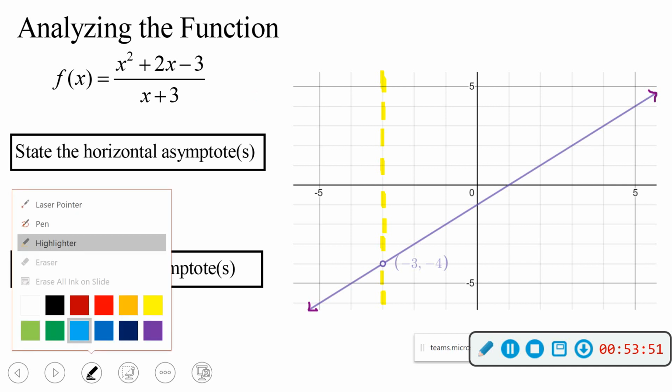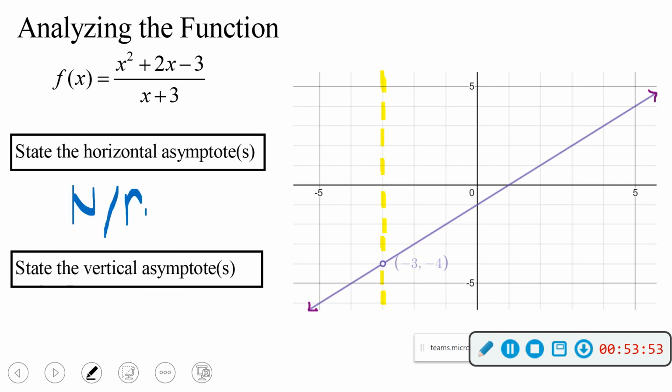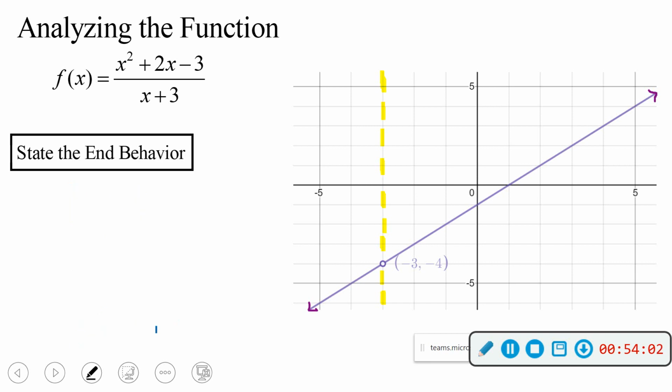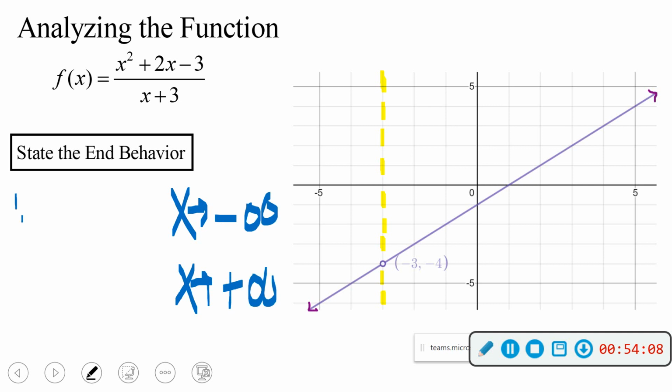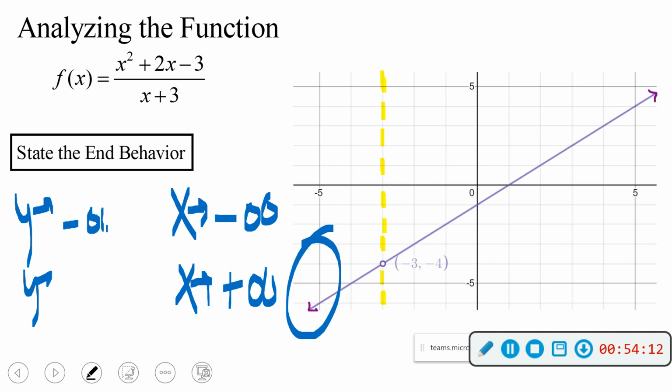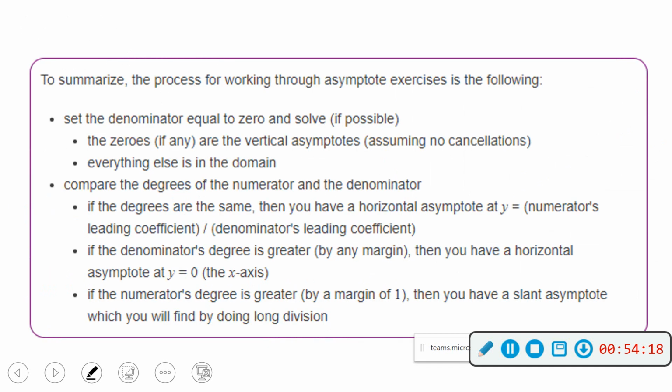What is the horizontal asymptote? There is none. Don't put 0. I don't want you to be confused. There is none. NA. Or write the word none. Vertical asymptote is x equals -3. Yes, there. Okay, we got that done. End behavior. As I go to the far left, what's happening? It's going down. As I go to the far right, what's happening? It's going up. So we've done 3 types of problems.